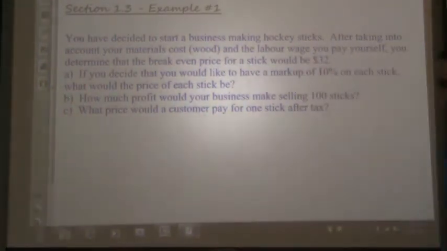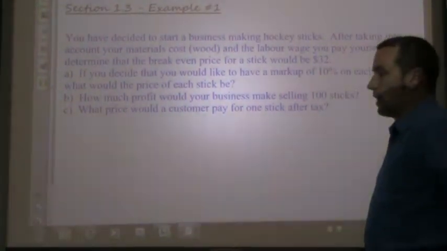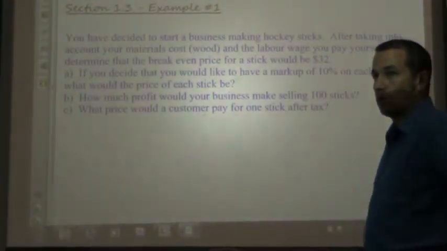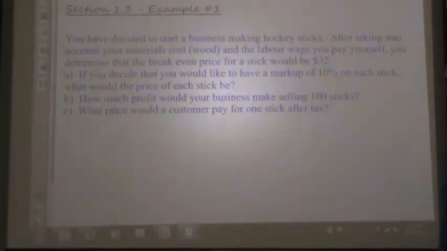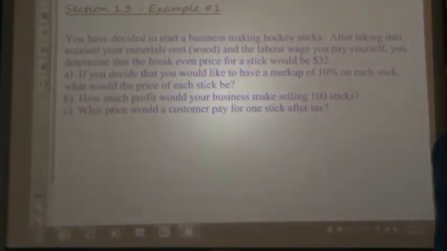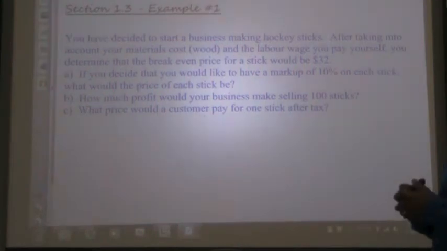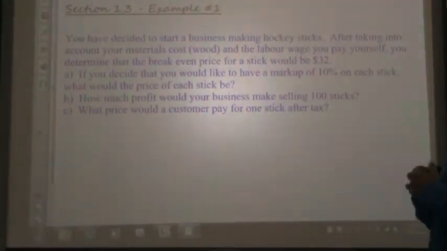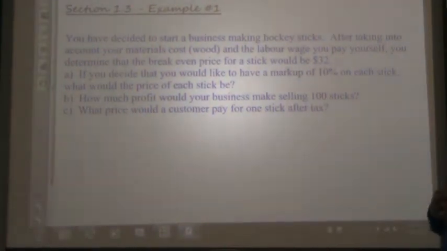So we're going to go into section 1.3 now. This is looking at how to set a price. So if you're running a business and you need to set prices for the items in your business, usually you'll be looking at a markup. And that just means how much more are you going to get the customer to pay for the item than what you had to pay for or what it cost you to make the item if you're actually making it.